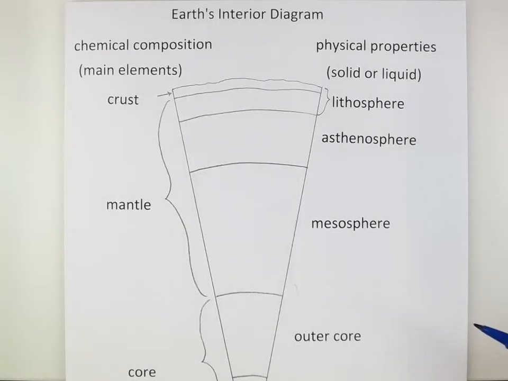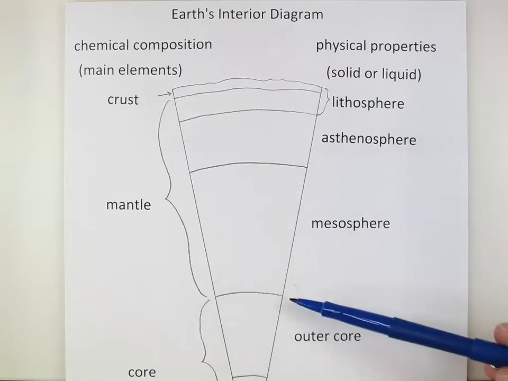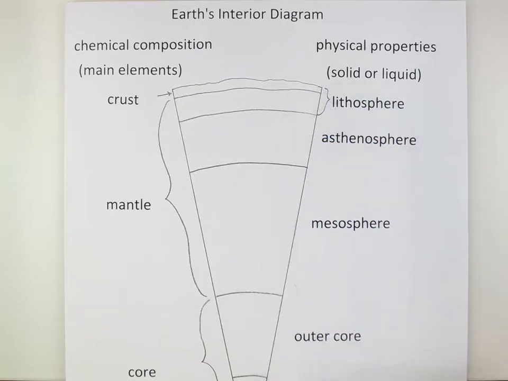Okay, students, here we are working with our Earth's interior diagram. You should have this already printed out. If you don't, that's okay. You can make a quick sketch and just put this video on pause while you do this. So you want this basic pie diagram with the different layers, and of course go ahead and try to label it as we have now.